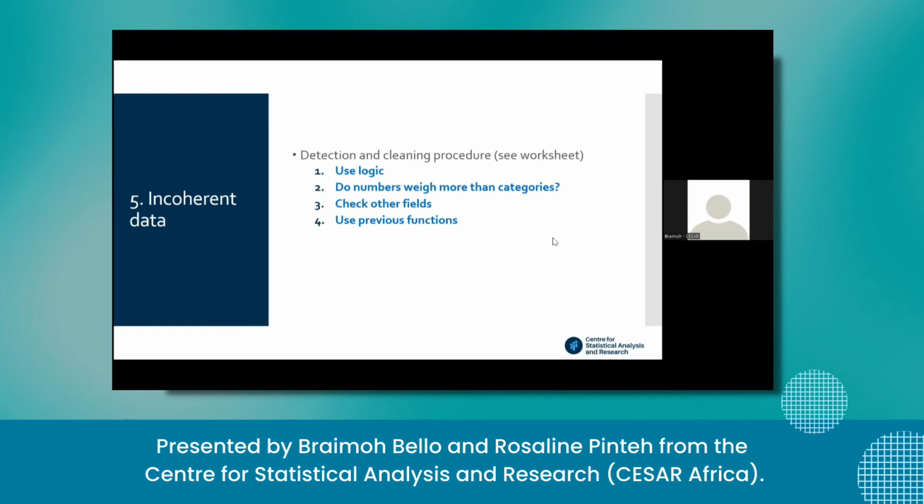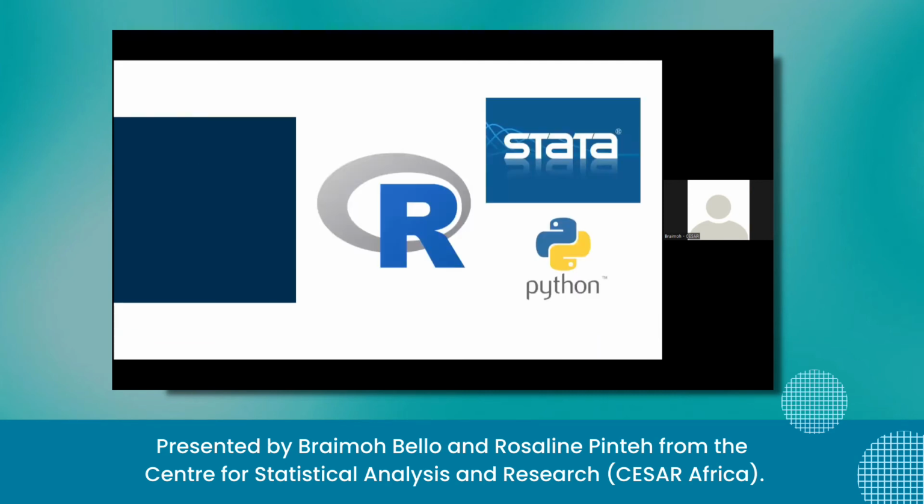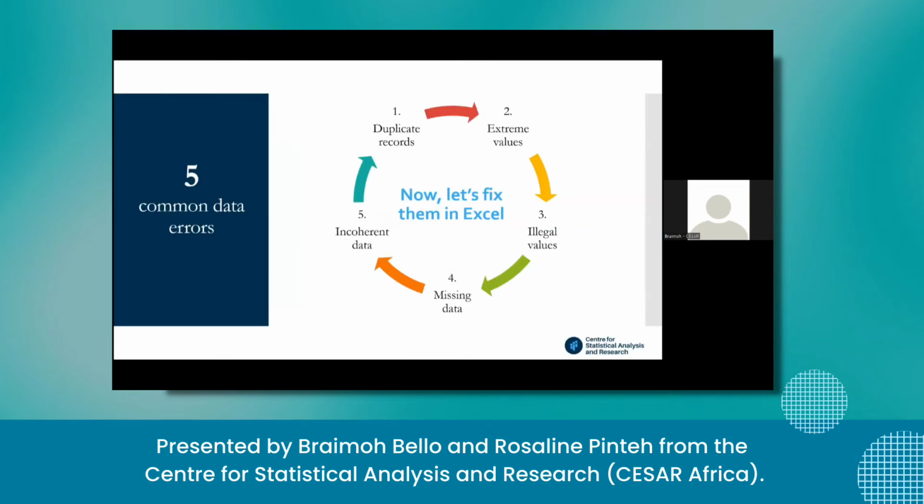A third option might be to check other fields. When did you start smoking? How many years have you smoked? You might check other fields and see where there is agreement. And all of the functions we've used in the previous examples can be used to fix incoherent data. Now, let's go to Excel, before I hope I have time to come back to more advanced packages.